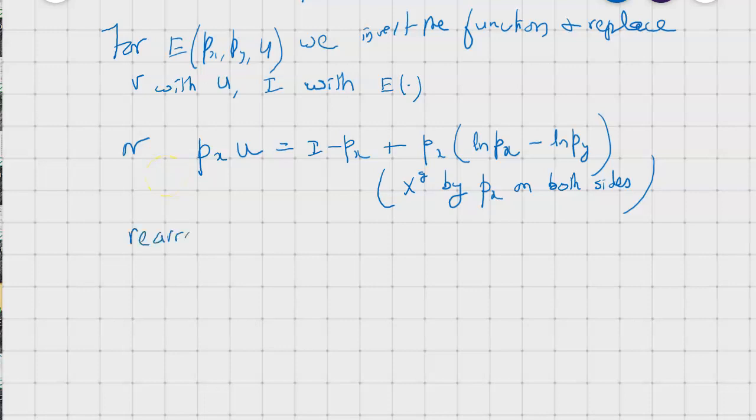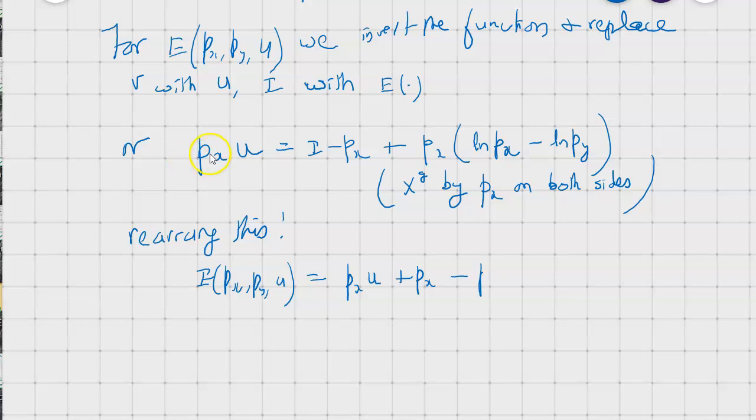So we are now throwing all of this to the other side to isolate I and then convert that into e. So what we get by rearranging this is that e, as a function of px, py, and u, is simply our px u, which is over here, and then plus px, so that's what that px is, and then minus px times this. So we have minus px times log of px minus log of py. So this is our expression for the expenditure function.